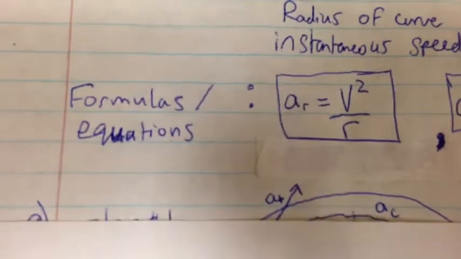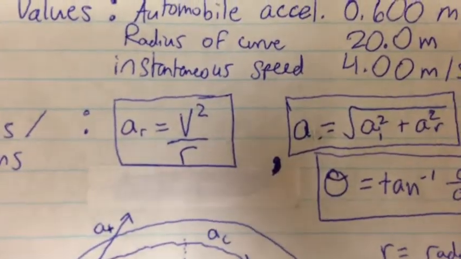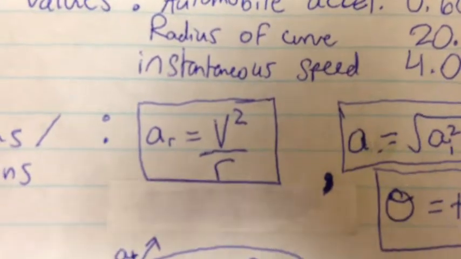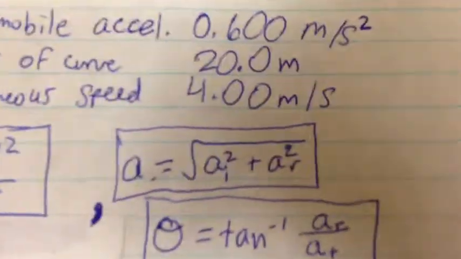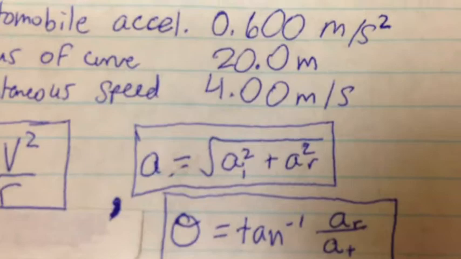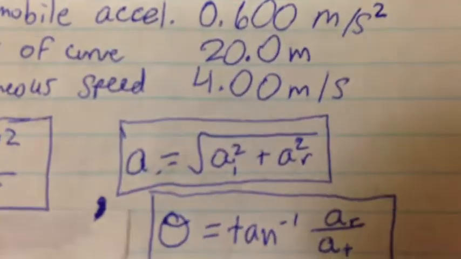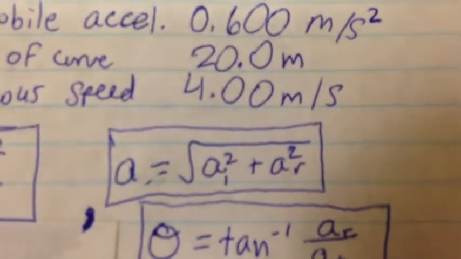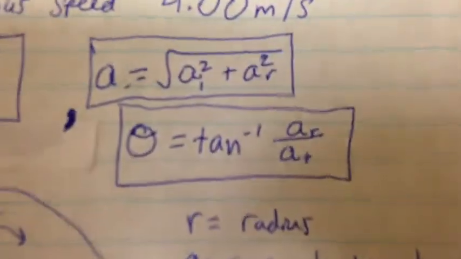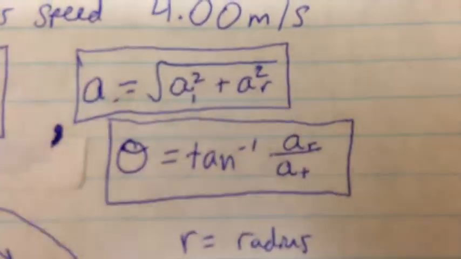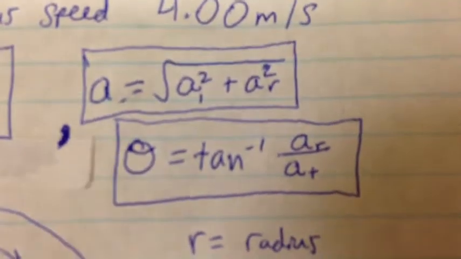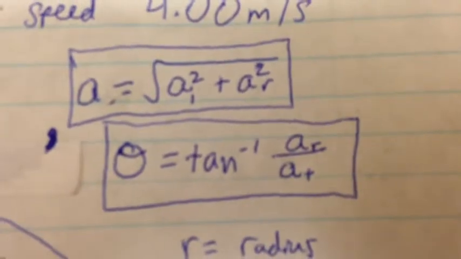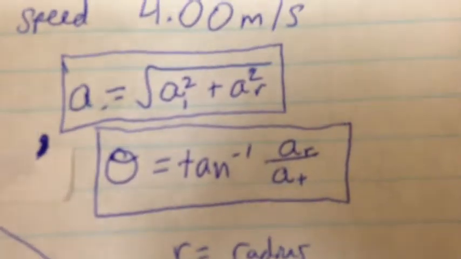The formulas we will use are for centripetal acceleration, which is v squared over r, total acceleration, which is the square root of the automobile's acceleration squared plus the centripetal acceleration squared, and to find direction, theta equals inverse tangent of the centripetal acceleration over the tangential acceleration.